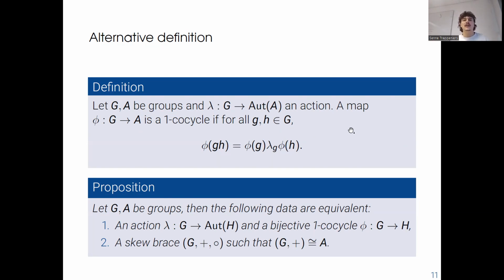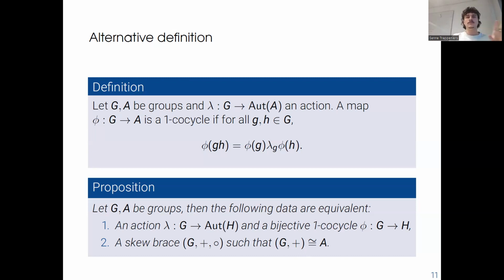And what's the link with skew braces? Well, if you have two groups, then the following data are equivalent. On the one hand, an action lambda of G on A and a bijective co-cycle. And on the other hand, a skew brace (G, +, circle) such that (G, +) is isomorphic to A. Sorry, I should also say that the operation here on G already is circle, because otherwise this does not make sense. So both these groups show up as the multiplicative group and additive group of the skew brace. It's in this form that they will show up in a natural way.